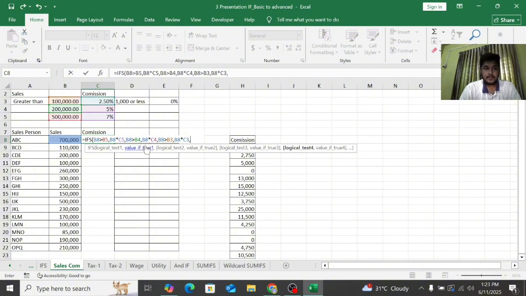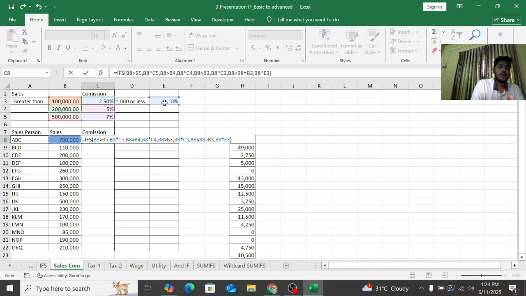We have to clearly understand that if the sales is greater than these amounts, they get the percentage. What if the sales are not up to the mark? Then we'll have to put another logic: if the sales is less than or equal to 1 lakh, he gets 0%. So that is the formula, or condition, we have created.